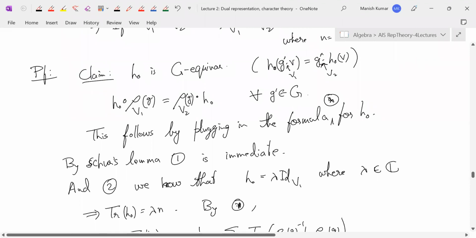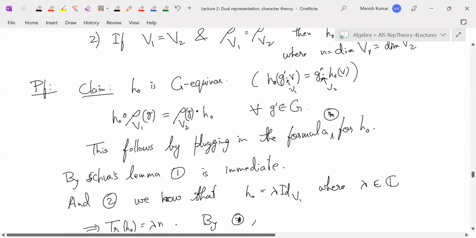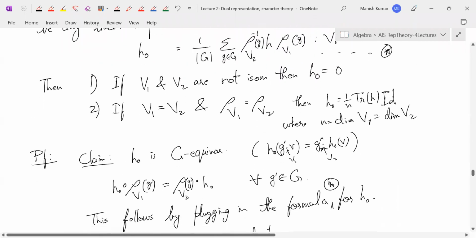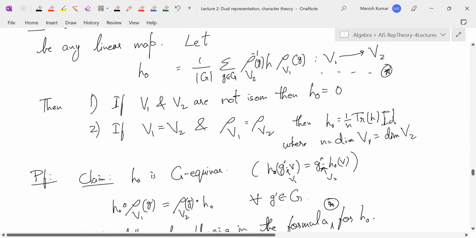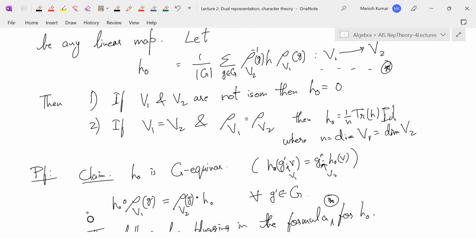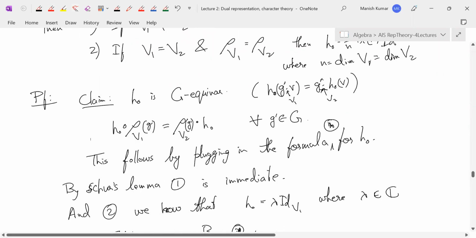Roughly the idea is that H naught is G equivariant, and you can prove that by proving this identity. This identity will follow immediately if you use this formula for H naught composed with rho V1 of G inverse. What you do is pre-multiply by rho V1 of G prime inverse times rho V1 of G prime. Then you will see that a change of variable will give you this right-hand side. So you can prove this identity, which will prove that H naught is G equivariant.